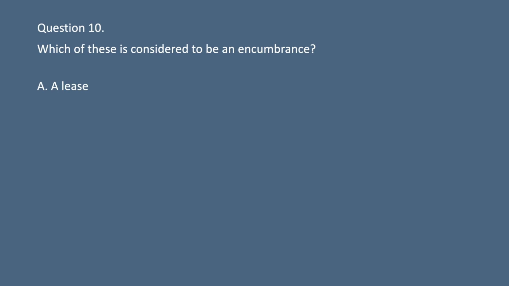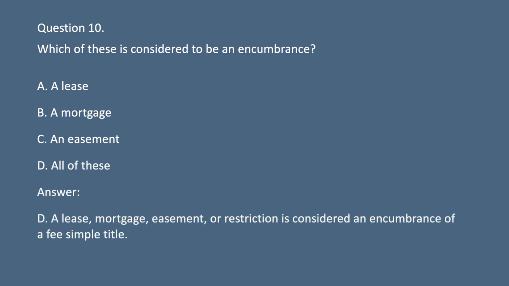Question 10. Which of these is considered to be an encumbrance? A. A lease, B. A mortgage, C. An easement, D. All of these. Answer D. A lease, mortgage, easement, or restriction is considered an encumbrance of a fee simple title.